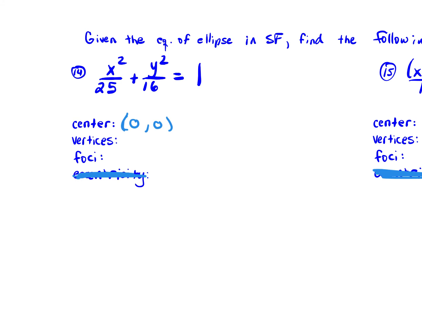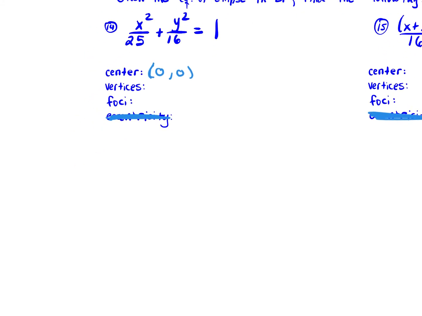Next, we want to find our vertices. So it could help us to graph it, give it a little sketch here. Our center is at 0, 0. We have our bigger number under the x, so does that mean it is a horizontal ellipse or a vertical ellipse?